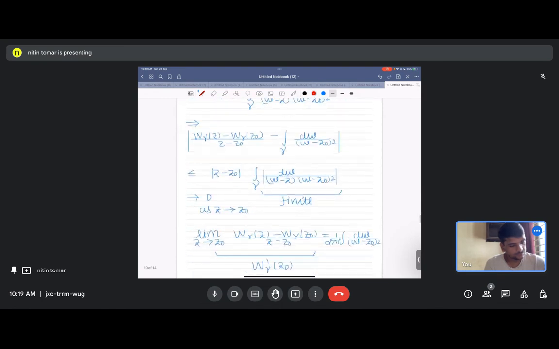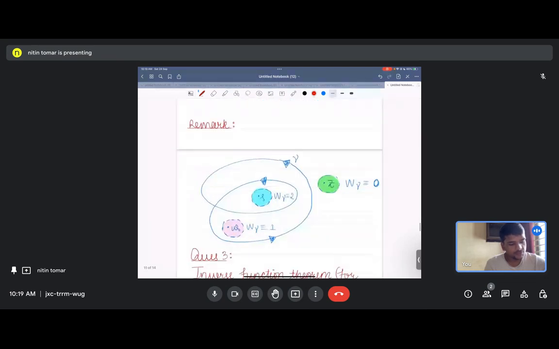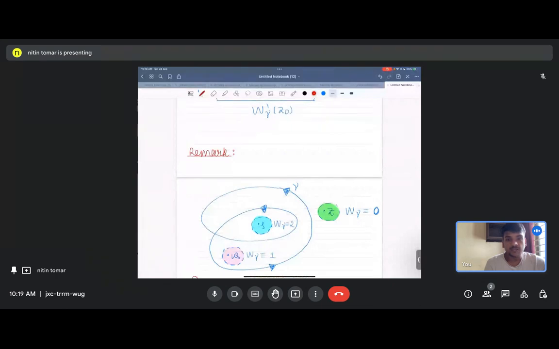In the end, the winding number can take any integer value depending on your curve. For example, in this case the winding number at point xi is 2, because the curve gamma revolves around xi two times. The winding number at w0 is 1, and the winding number at z is 0. So these were the exercises about Morera's theorem and winding number. Hope you have understood it. If you have some doubt, then please reach out. You have my mail ID.